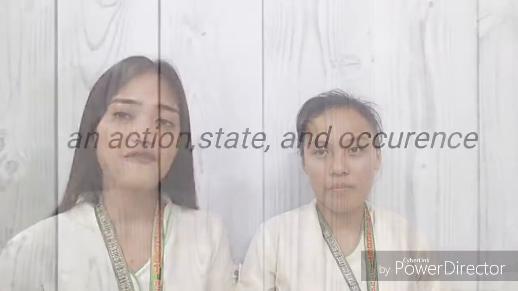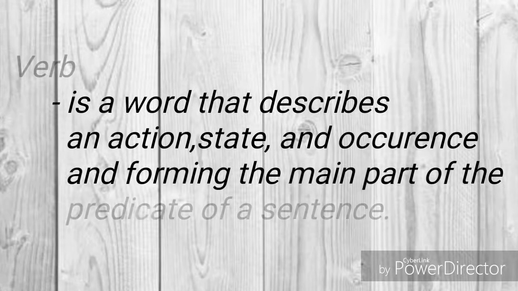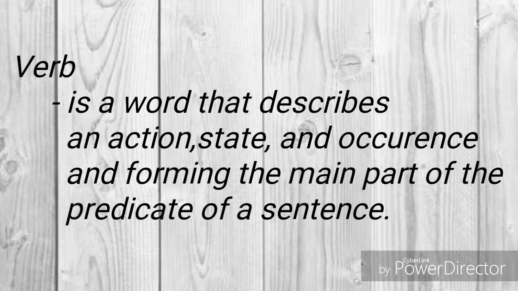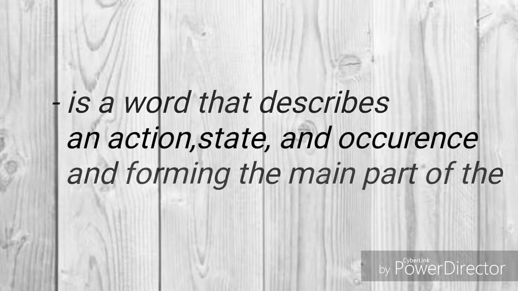Welcome to our grammar tutorial about the tenses of the verb. But first, we will define what is verb. Okay, partner, what is verb? Okay, a verb is a word that describes an action, a state, or occurrence, and forms the main part of a predicate of a sentence, or in short, a verb is an action word.